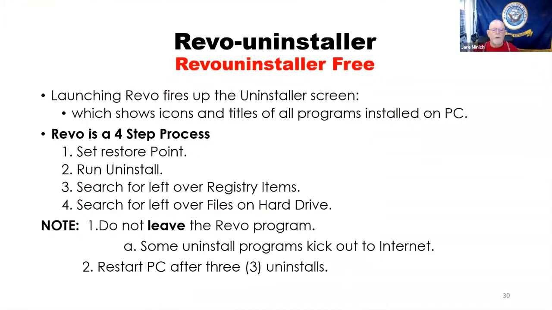All right, I don't use this procedure that Microsoft has for getting rid of apps on my PC. I use Revo Uninstaller, the free version. And the reason I use Revo Uninstaller free is simply because it does a 4-step process. And I uninstall 3 apps, and then I restart my PC, and then I uninstall 3 more apps if I got 6 that I want to uninstall.